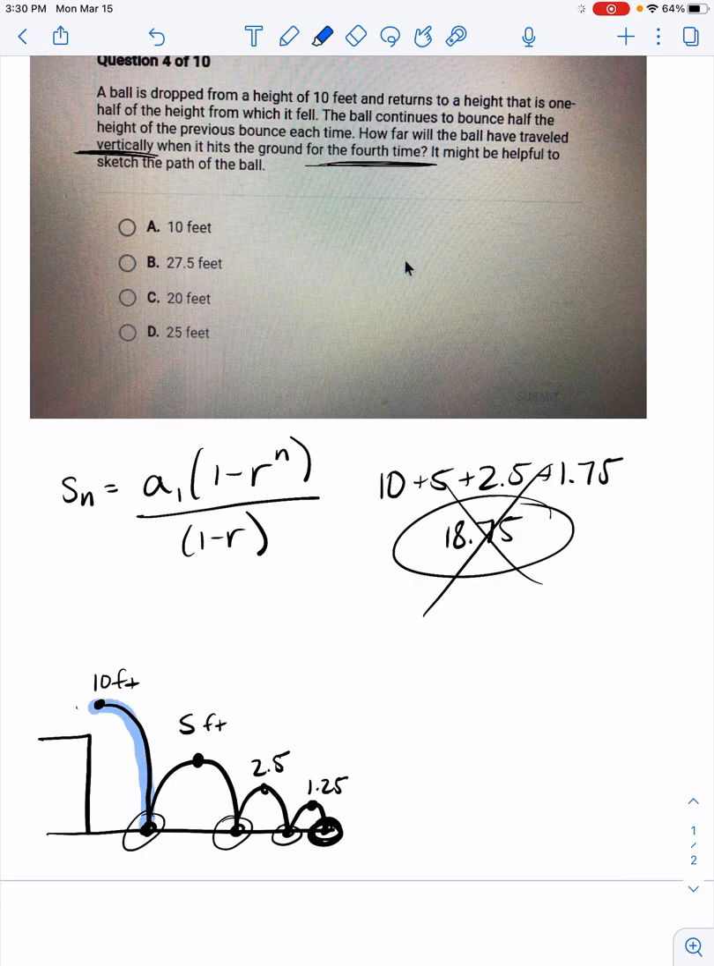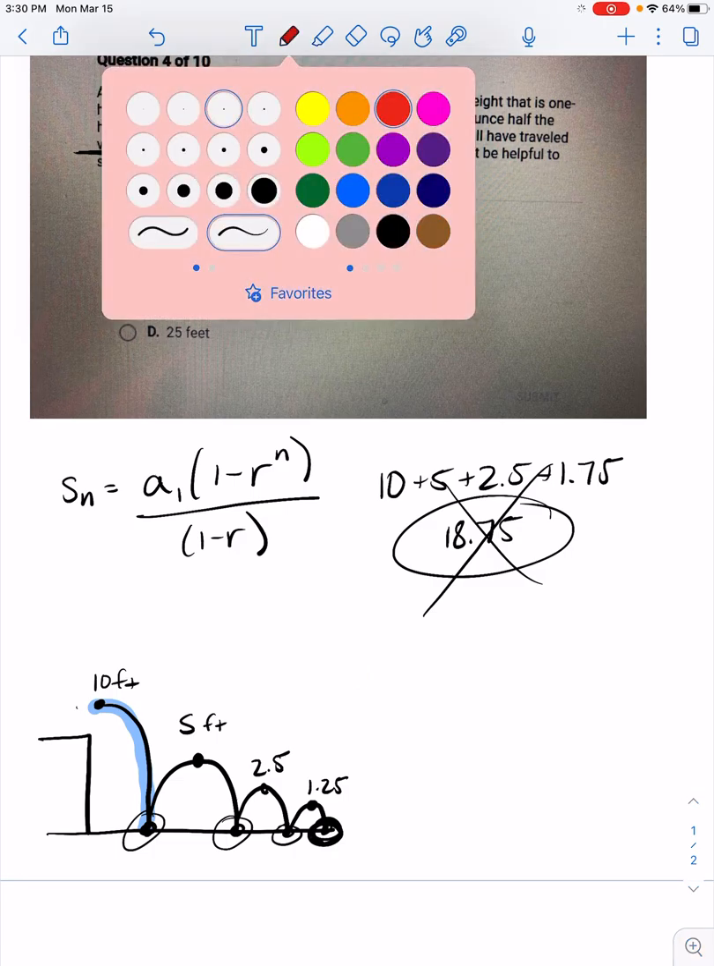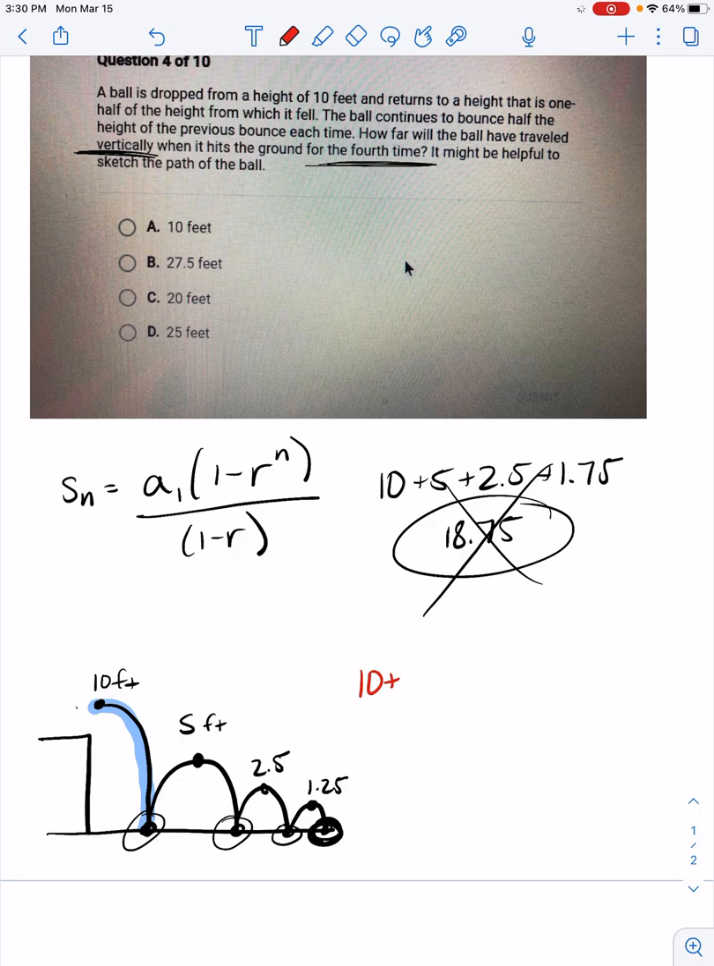It drops 10 feet. So there's 10. Oops, let's do a different color here. So there's 10 plus. Now, vertically, technically, it goes up 5 feet and then down 5 feet. So I kind of thought of that as 5 feet twice because it went up and down, okay? And then you're going to do the same thing for these other bounces. Up 2.5 feet, down 2.5 feet. So 2.5 feet times 2 plus, and then the same thing for our last bounce. Up 1.25, down 1.25. So 1.25 times 2.